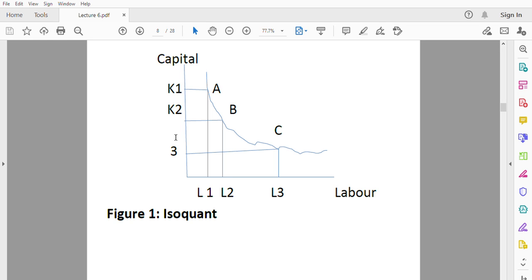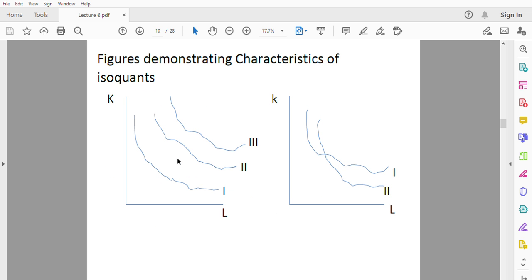If you want to employ more people, let's take this one for instance. Assuming you are employing L2 and K2 and you want to employ more people, you have to reduce your capital. That's true, but your reduction in capital will result in you increasing your labor even more than you reduce your capital. That is called the diminishing marginal rate of technical substitution. The rate keeps diminishing, right?